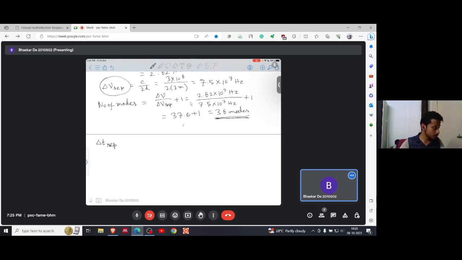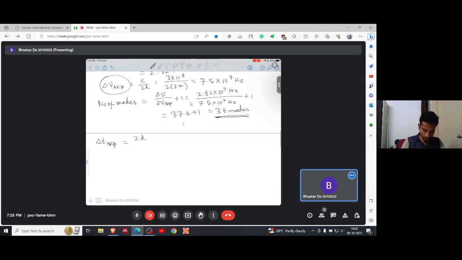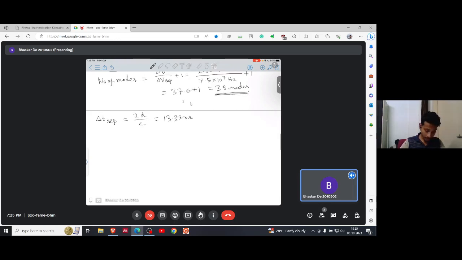Now we'll calculate the delta t shape, which is the minimum pulse width of each pulse, which will be given by 2d by c, that is 13.33 nanosecond, and then the delta tp, which is given by 7.15 into 10 to the power 7 into 38, which will give 3.5 into 10 to the power minus 10 second.